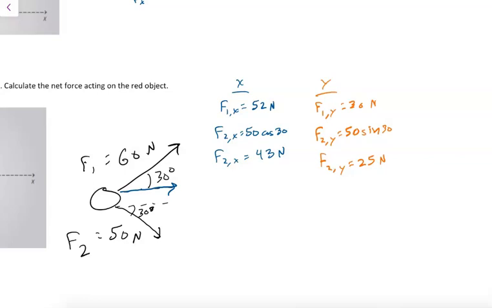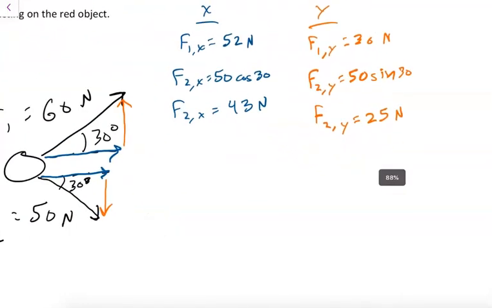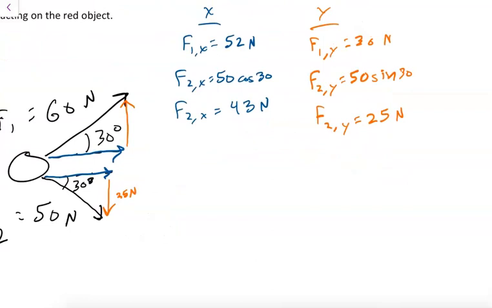My horizontal value for my F2 is also going to the right, slightly smaller. But my vertical values are going in opposite directions, so I need to identify which direction is positive and which is negative. Let's just make down negative, because we like making down negative. So this F2 of y, because it's going down, is this 25 newtons right here. We need to make that negative, or just identify that we need to subtract it from F1 of y.